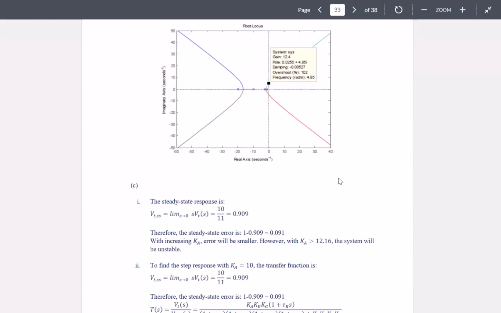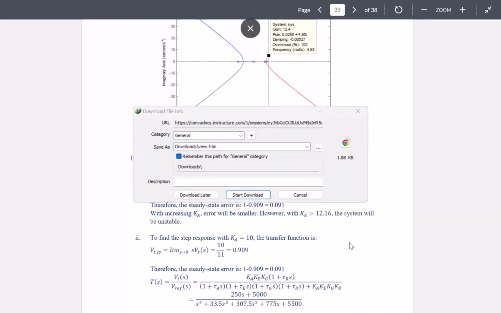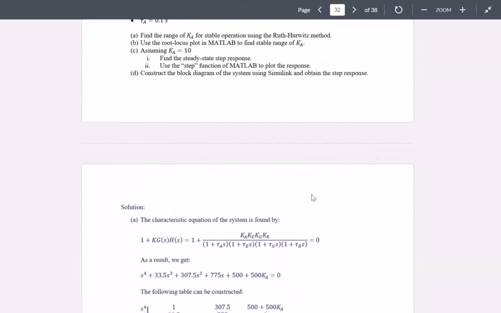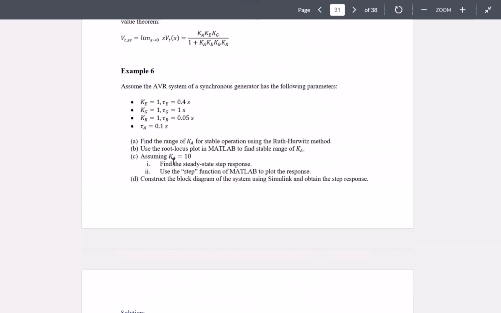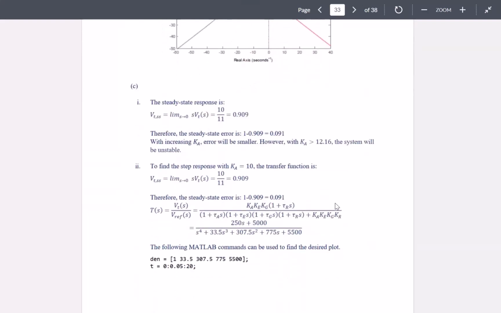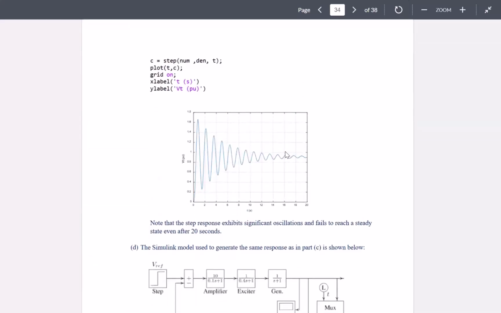So we're commanding 1. We want the terminal voltage to be at 1 per unit, but we're getting 0.909. There is an error, right? So that error is 1 minus 0.909, which is 0.091. Remember, this is happening under Ka equal to 10. So if you assume that Ka is equal to 10, which is below 12.16, an acceptable value, you get this error of 0.091.